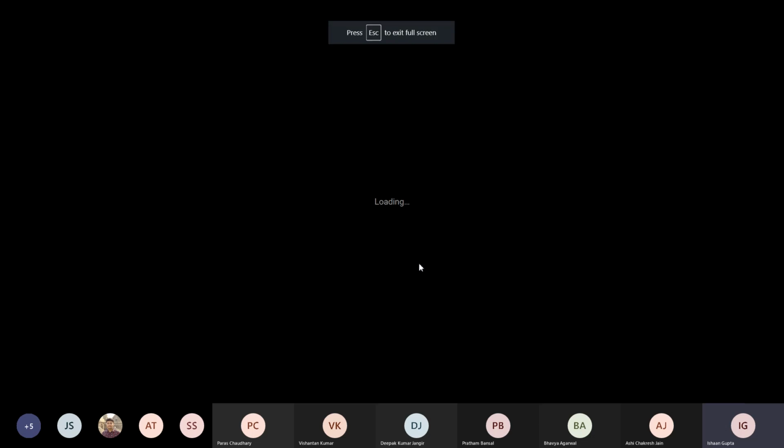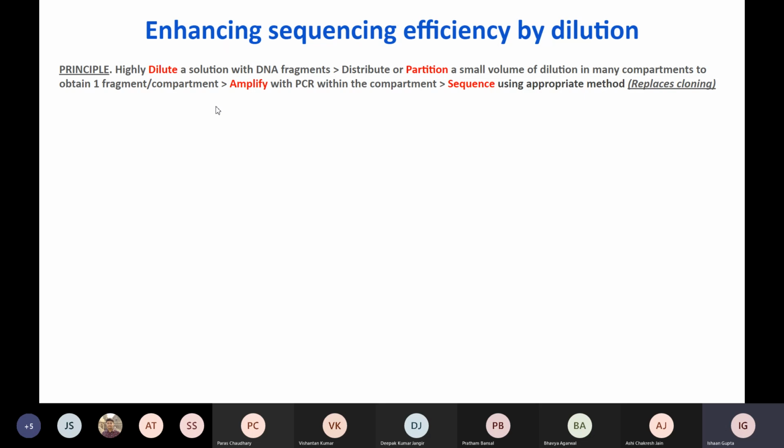Okay, so when you want to dilute, the problem that you're solving is how to efficiently distribute or select single molecules of DNA. The principle is that a highly dilute solution of DNA fragments can be partitioned or distributed into very small volumes of many compartments to obtain one fragment per compartment. In mathematics, this is called the pigeonhole principle. Do you all know about the pigeonhole principle? Okay, if you don't know, please read about it. It's like a homework for you.